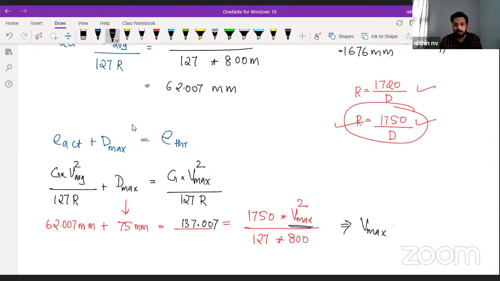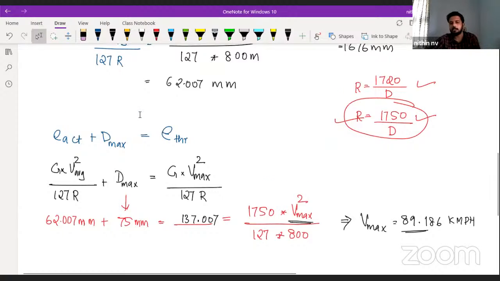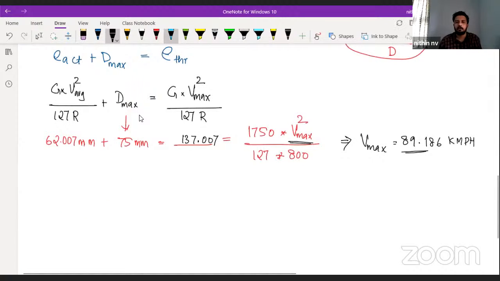Correct? How much is Vmax? Everyone, can you please comment how much is Vmax? Yes, thank you, 89, if I'm approximately taking. Very good, thank you. See, actually speaking, there is a check here. We have to make sure that this value is less than V safe if they are asking what is the maximum permissible speed. But 100% or 99% it will be safe only.